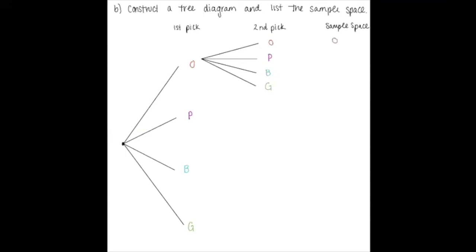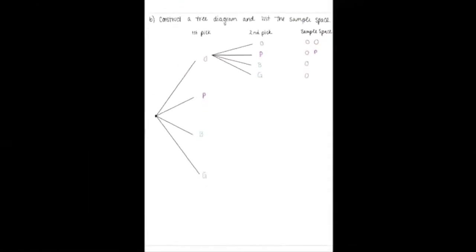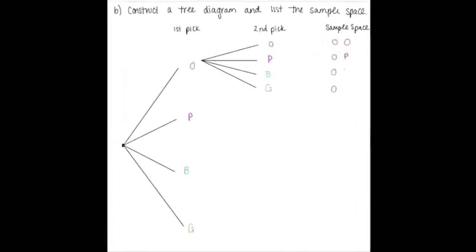So for our sample space, orange is selected first each time. But now I have the possibility to get orange and orange together, and then orange with every color. Oh, what just happened? There we go. Sorry about that. Okay.